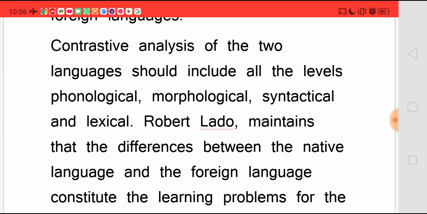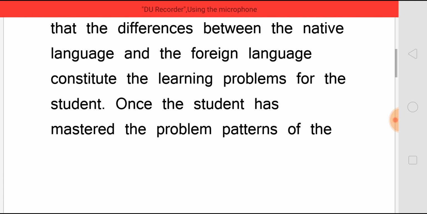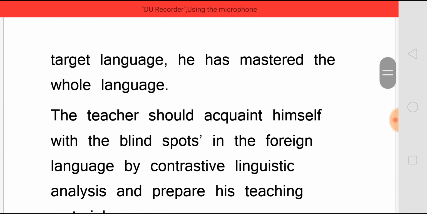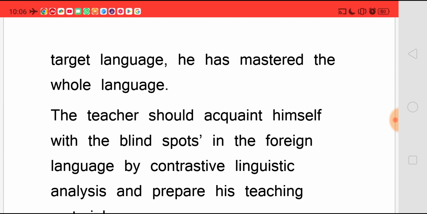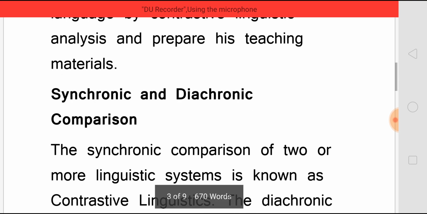Robert Lado maintains that the differences between the native language and the foreign language constitute the learning problems for the student. Once the student has mastered the problem patterns of the target language, then we can say he has mastered the whole language. The teacher also should acquaint himself with the blind spots in the foreign language by contrastive linguistic analysis and prepare his teaching materials.